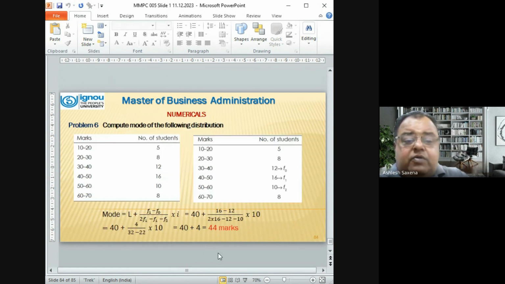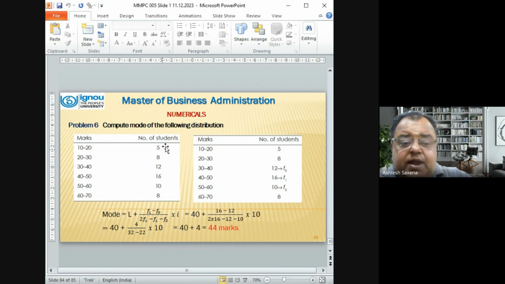Now we move to another problem which is related to mode. Mode is basically the maximum occurring frequency for raw data. But since this is grouped data, we have to apply the formula. Now, how to do that? This is the problem which is given to us. Now, what do we have to do?